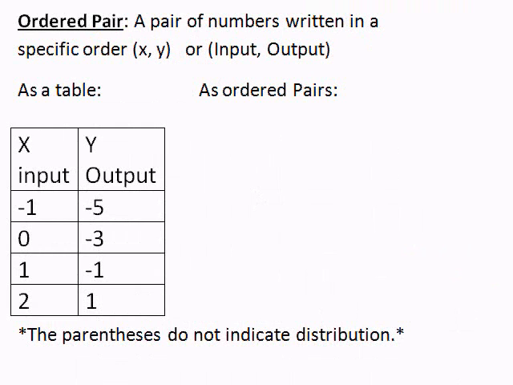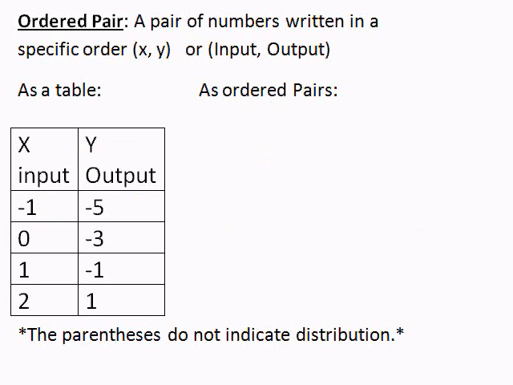Our next vocabulary word is an ordered pair. An ordered pair is a pair of numbers written in a specific order, x, comma, y, and they're inside parentheses. Or you could call it input, comma, output. Again, they're enclosed within parentheses.